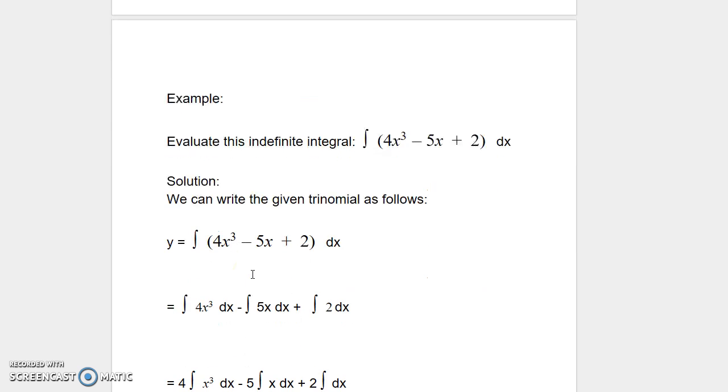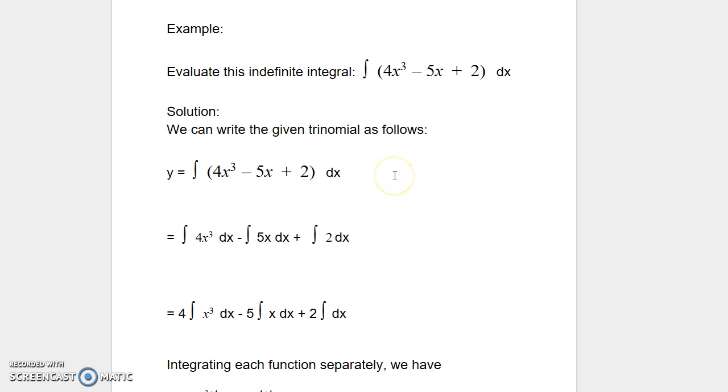In this example, we want to evaluate this indefinite integral 4x cubed minus 5x plus 2 dx. So this is pretty much like a trinomial function. We're going to write this given function as y is equal to integral 4x cubed minus 5x plus 2 dx. So we're going to integrate each one of these functions separately and write it out as follows. Integral 4x cubed dx minus integral 5x dx plus integral 2 dx.